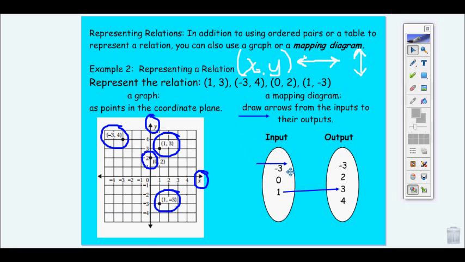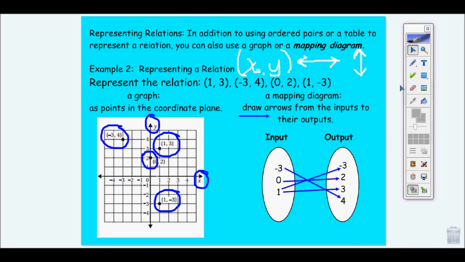My next arrow is -3, and that is going to the output 4. The next one listed here is 0, and that is going to 2. And my last coordinate point or relation is 1, and it is going to -3. Now we're going to talk about this in the very next screen.